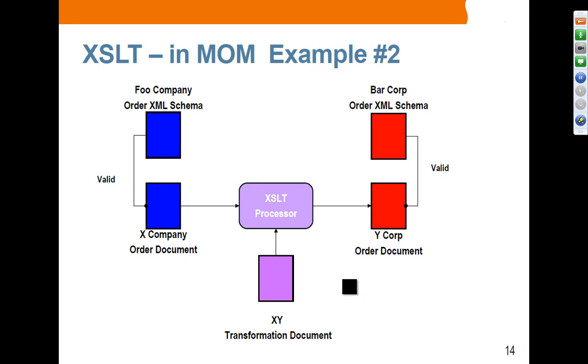This is MOM example, XSLT in MOM example number 2. Okay. So your organization might receive order documents from many different companies, subsidiaries or partners, right? And let's say they are partners, and each partner might use a different format. So when you receive order documents from different partners, you want to convert those order documents into the format that you want in your organization. So that's another example where XSLT could be used.